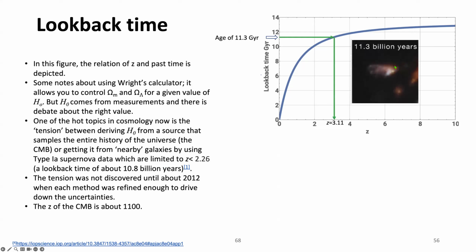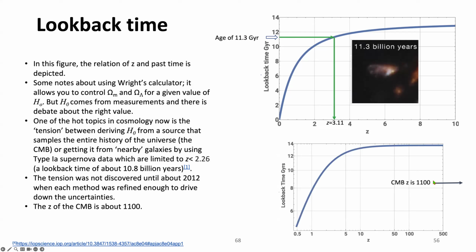So this object, observed by James Webb, has a redshift of a little bit more than 3, and that gives it an age of 11.3 billion years. The cosmic microwave background is a redshift of 1100. It's like off the chart, and it gives us an age of 13.8 billion years. That's where we get the age of the universe, is the redshift of the light that we see from different objects like galaxies, or the cosmic microwave background, which is the oldest light that we can detect.